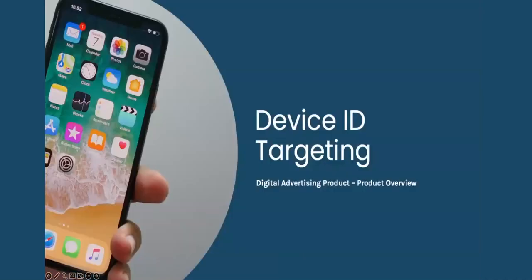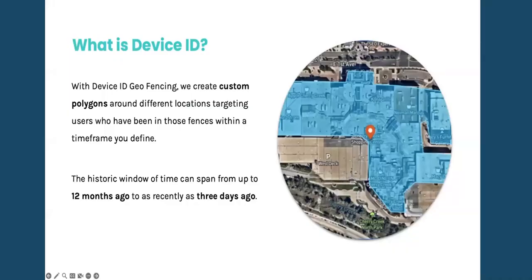Great. Thanks, Chris. The last way we're going to talk about targeting your audience today is through device ID targeting, which is a form of geofencing. So looking at device ID targeting, we're creating custom polygons around specific locations. So our team's going in and hand drawing these polygons around specific locations to collect devices that had been seen at those locations as recent as 3 days ago and all the way up to a year ago. So it's a very powerful way to be able to reach your target audience.